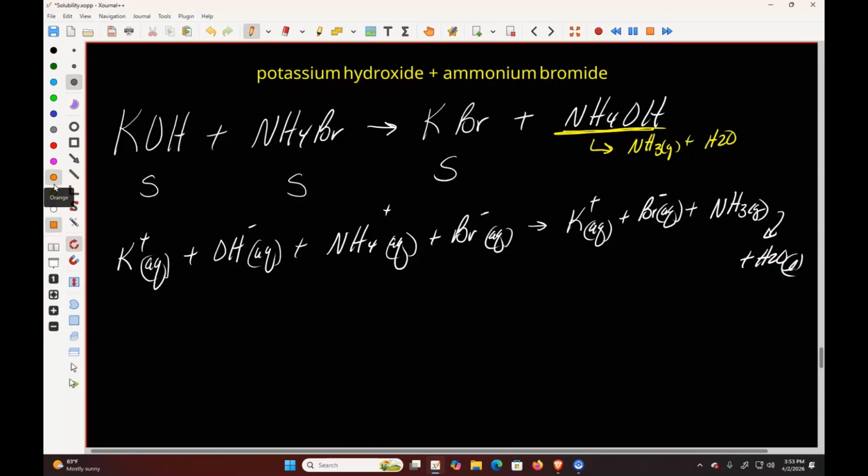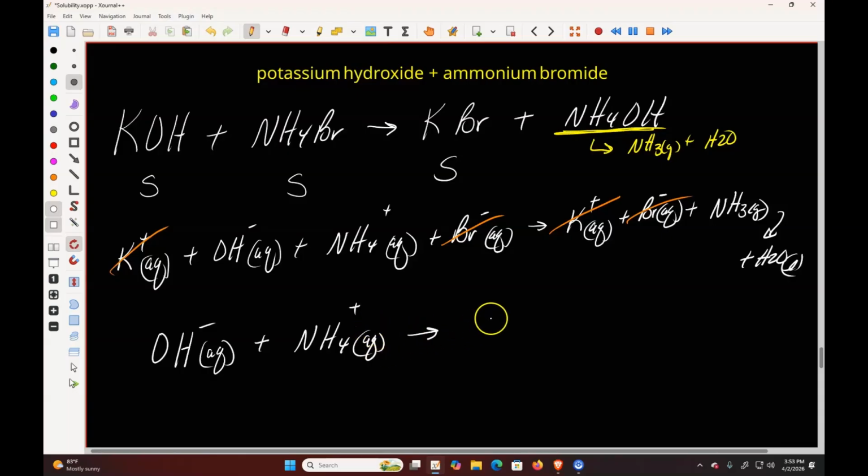So marking out my spectator ions, I would mark out potassium and the bromide. So the net reaction will be hydroxide plus an aqueous ammonium to produce ammonia gas plus water liquid.